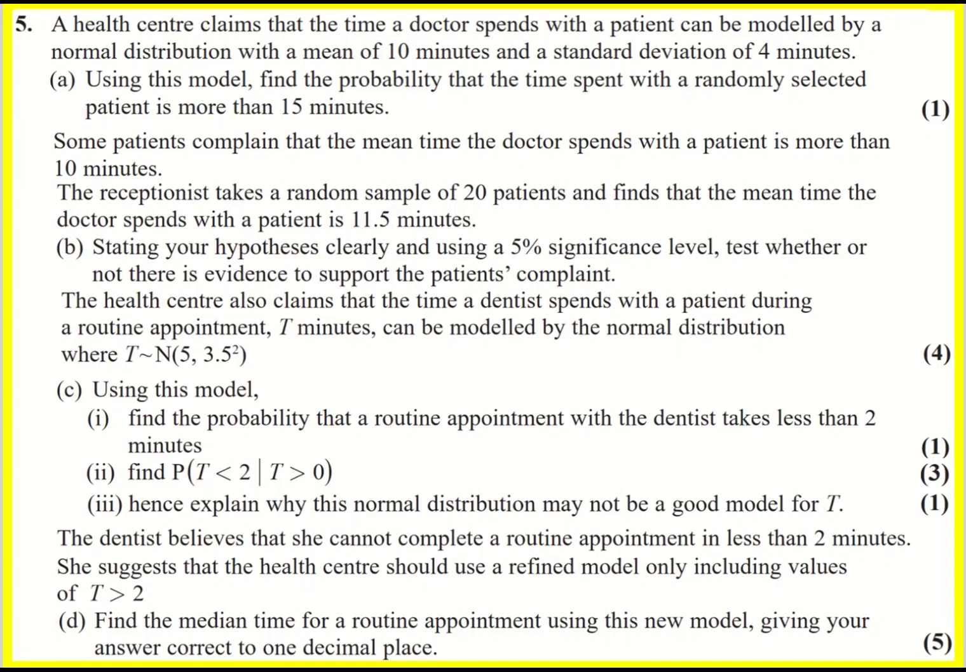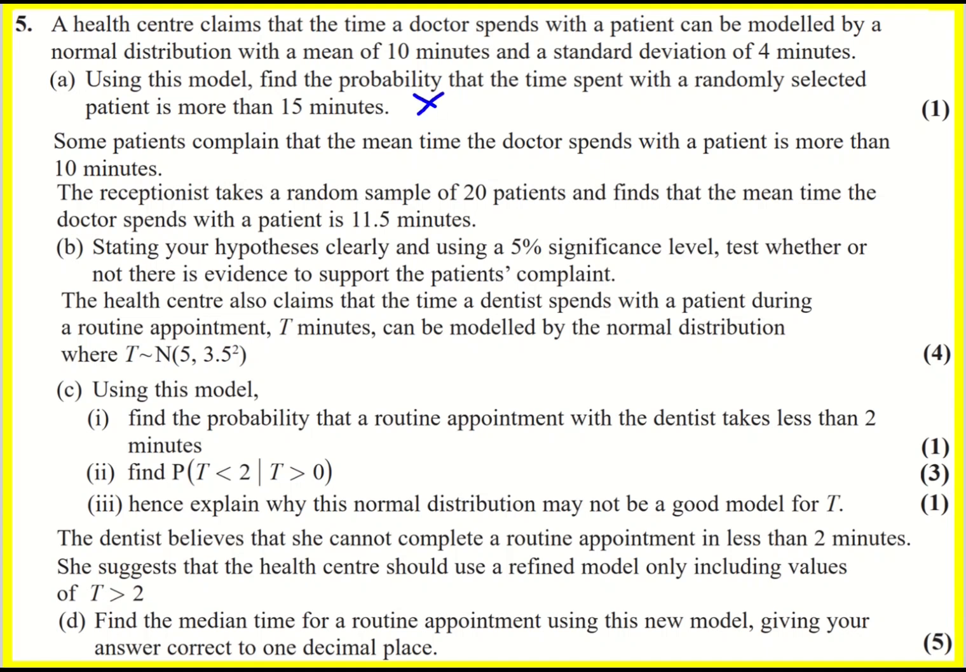We've got a pretty epic normal distribution question here. Lots going on, including some conditional probability later on and some hypothesis testing. Let's get into it. A healthcare centre claims that the time a doctor spends with a patient can be modelled by a normal distribution with a mean of 10 and a standard deviation of 4.